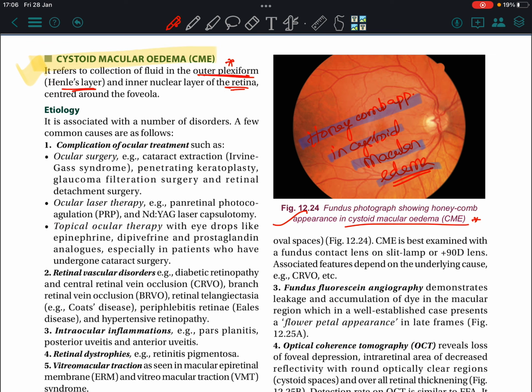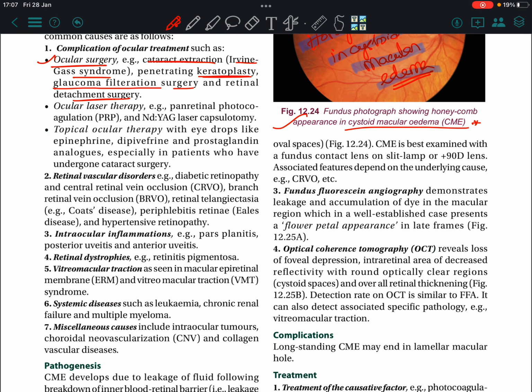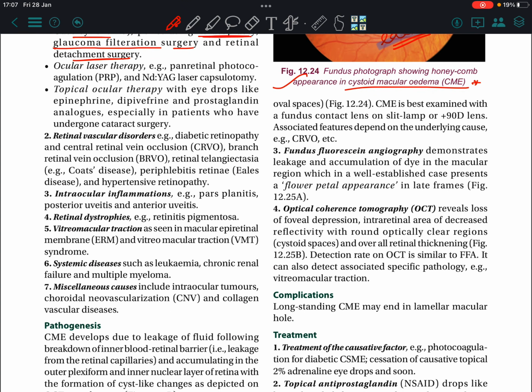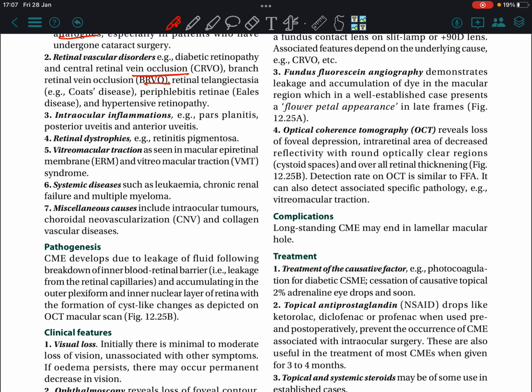Complication of ocular treatment, such as ocular surgery: cataract extraction, Irvine-Gass syndrome, penetrating keratoplasty, glaucoma filtration surgery, retinal detachment surgery; ocular laser therapy: pan-retinal photocoagulation (PRP), YAG laser capsulotomy; topical ocular therapy with eye drops like epinephrine, dipivefrin, prostaglandin analogs, especially in patients who have undergone cataract surgery.